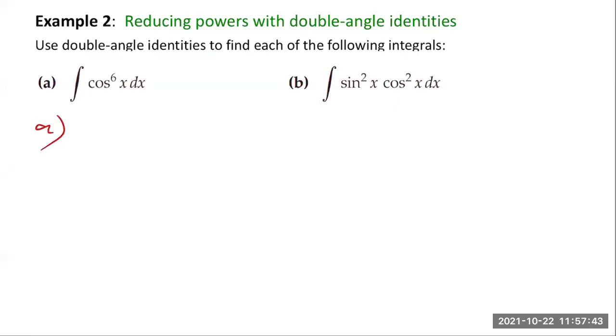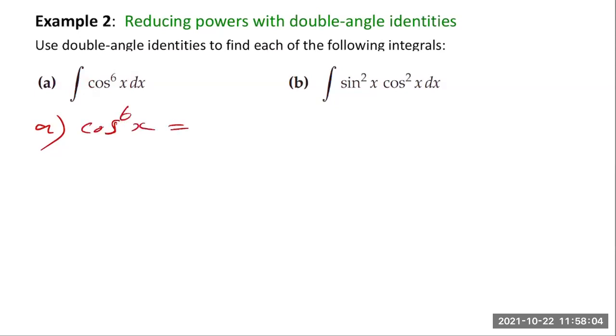How do we solve the integration of cosine 6x dx? Here, what we do is we use the double angle formula to simplify this expression algebraically first. We are going to simplify cosine 6x algebraically before we integrate that. So let's do some algebra here.